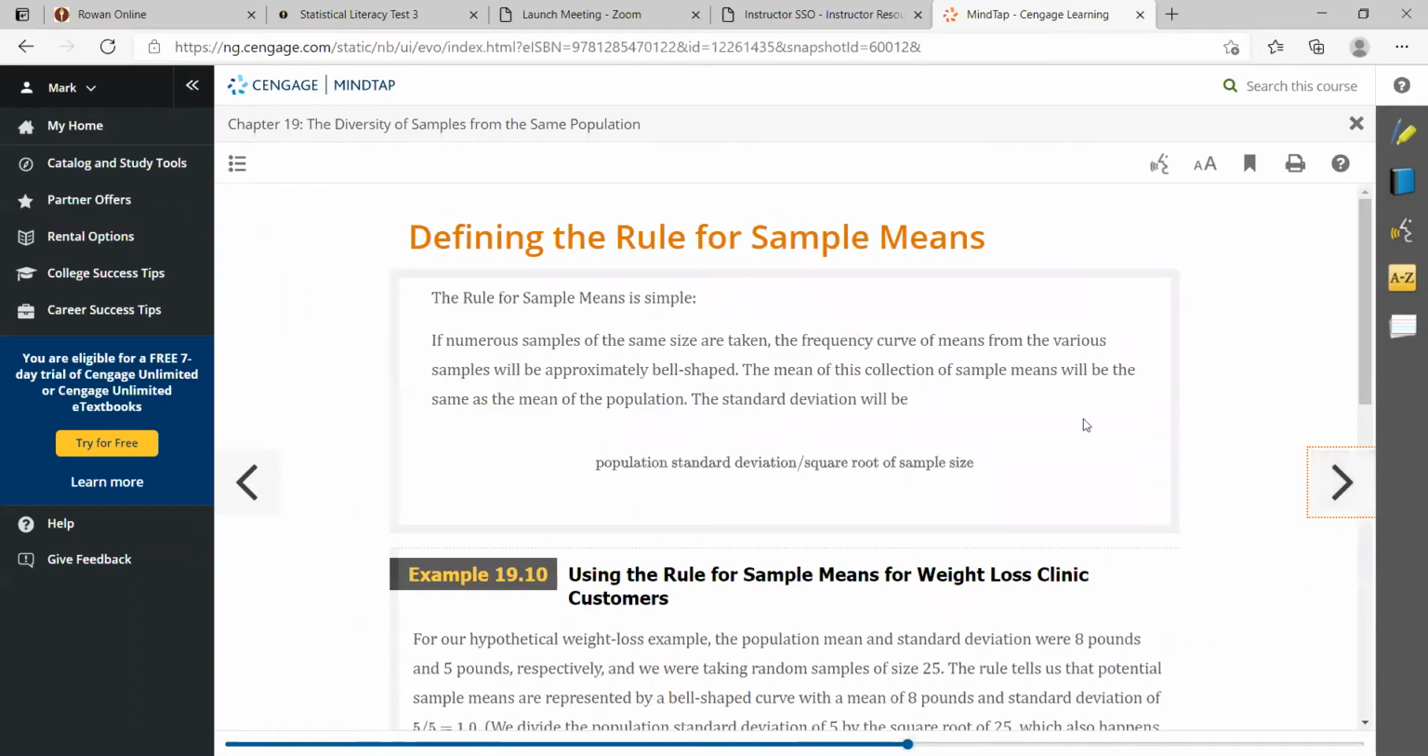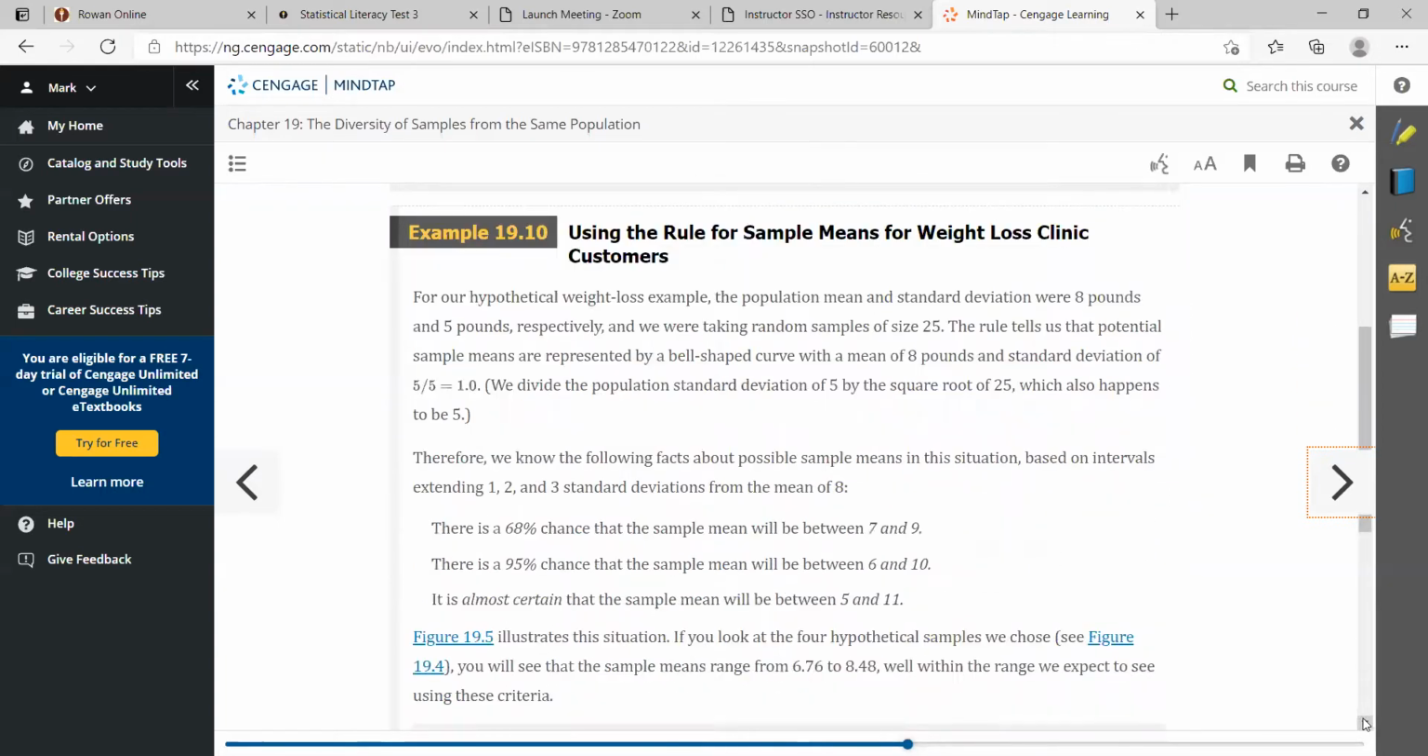And now let's look at the standard deviation used for means. It is the population standard deviation divided by the square root of the sample size. So this is a different formula for the standard deviation of the frequency curve when we're dealing with means. The rule for proportions has a different standard deviation formula.